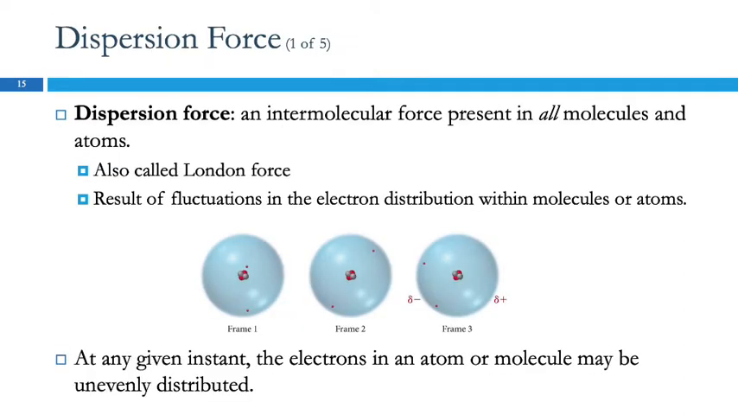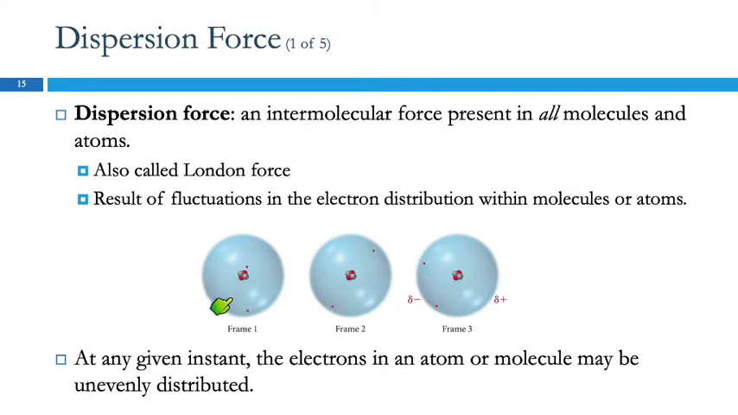So let's talk about the different types of forces. The weakest one is called a dispersion force. It's also called a London force, or sometimes a London dispersion force, or an induced dipole force. These types of forces are present in all molecules and all atoms. And these come about because of fluctuations in electron density.